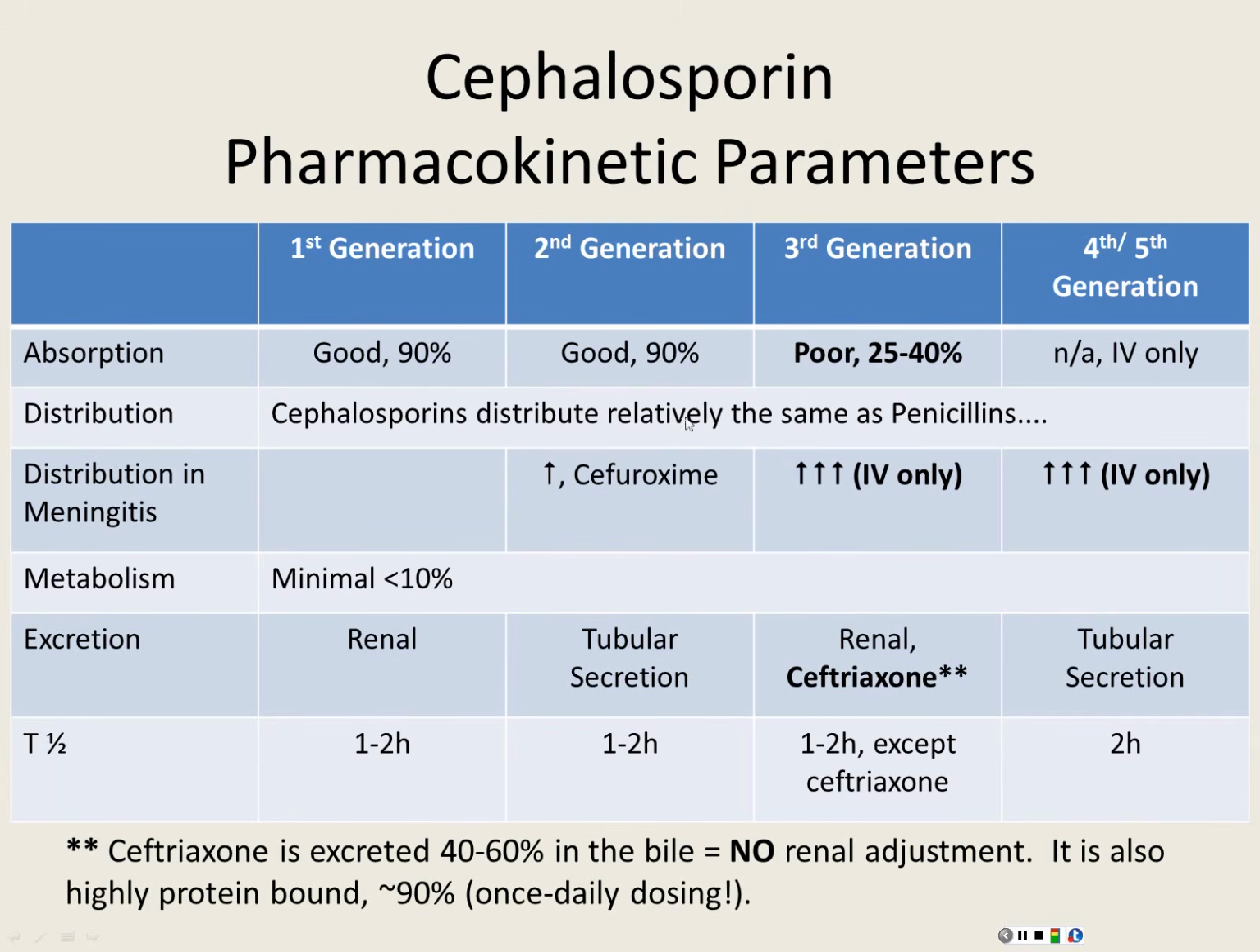The distribution is relatively the same as penicillins. Your distribution into the CNS really picks up in the third generation cephalosporins. These are all not metabolized and pretty much all renal in their elimination.